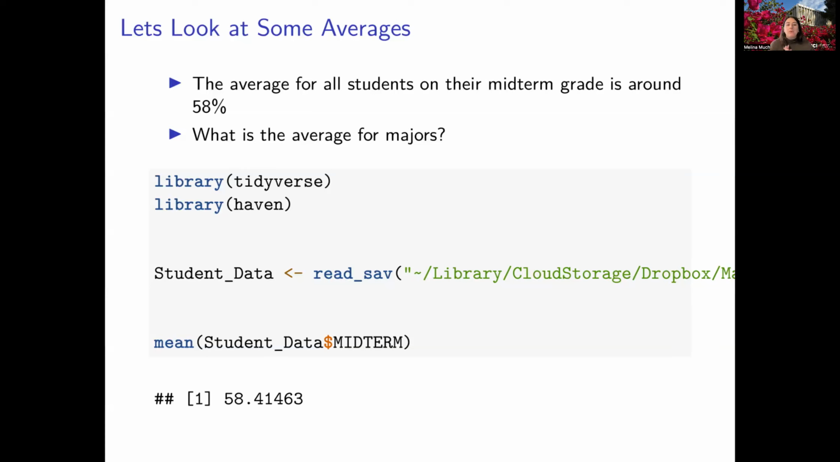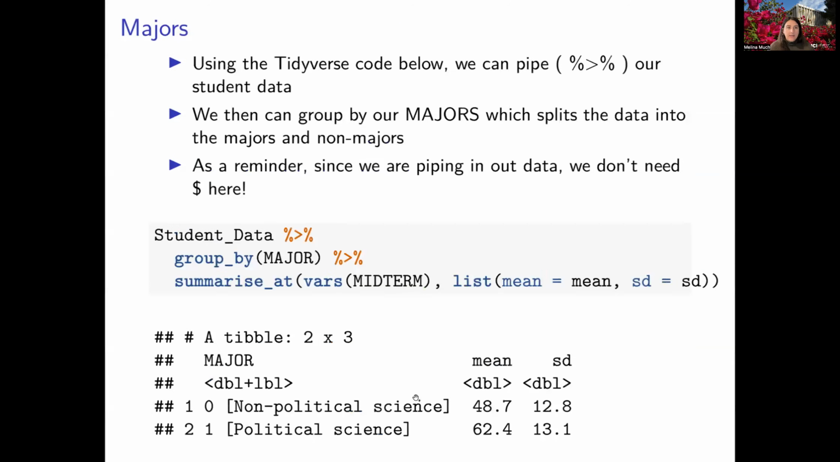Not great. But we think that there might be a systematic difference between the majors and non-majors. We think that maybe the majors are going to be doing better than non-majors. So let's write some code in order to get at what we think the average is for majors and non-majors. So we're going to move to the next slide.